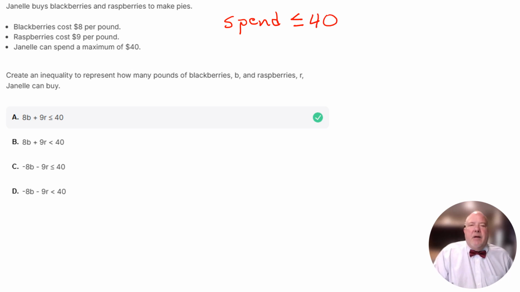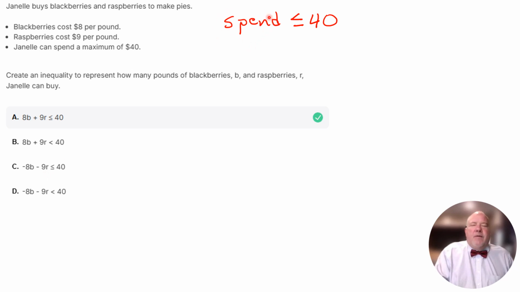Okay? Now, this is a good technique on a multiple choice test: look at your answers, and you can see I've already narrowed it down to either answer A or answer C. So now we just need to figure out the left part of this. If you look at answers A and C, one of them has a positive 8b plus 9r. The other one has negative 8b minus 9r.